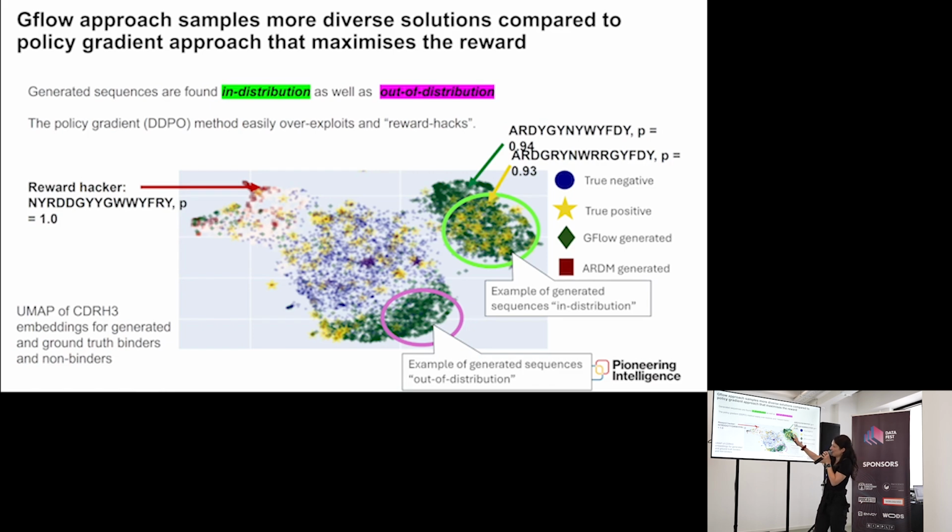So what you see here is a UMAP of CDRH3 loops. I think that's cut a bit. So these are the CDRH3 loops. This is what they look like. It's 12, 14 amino acid residues. They can be variable length.